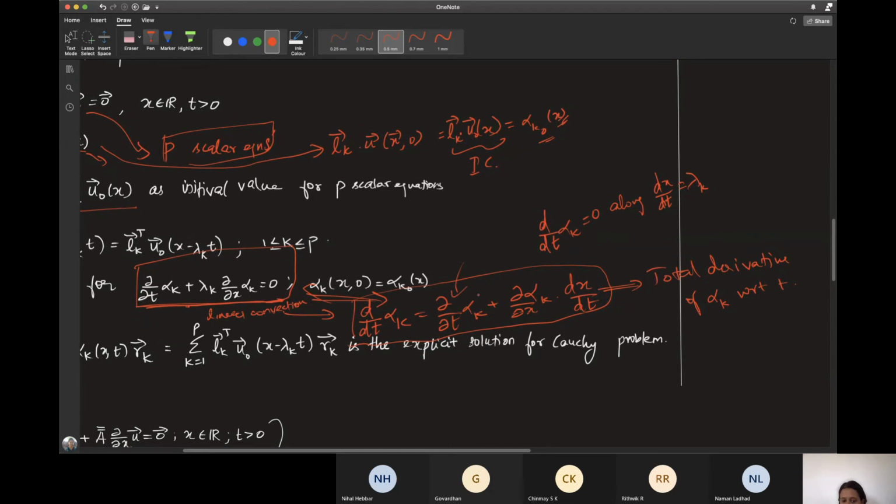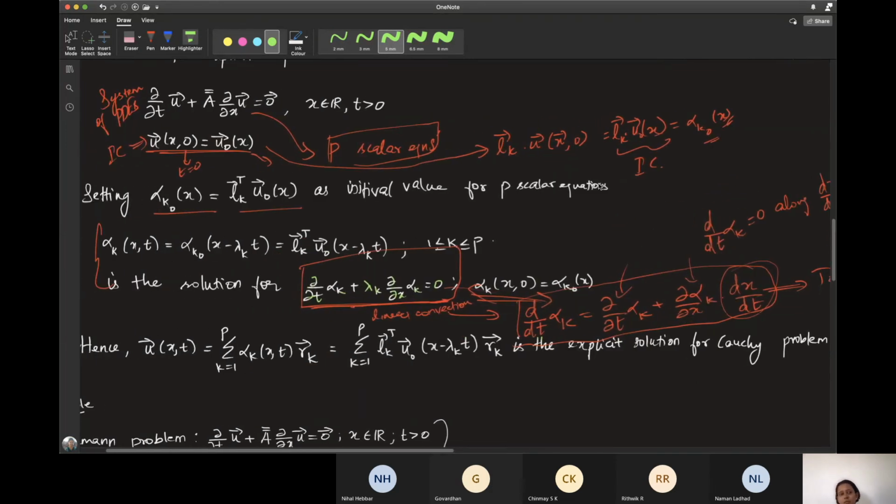So this is the partial derivative of alpha k with respect to t, and this is the partial derivative of alpha k with respect to x, and here we have differentiated x with respect to time. So now we compare these two equations. You have dou by dou t alpha k, same, dou by dou x alpha k, same here. So these two equations are equal if d by dt alpha k equals 0 along lambda k equals dx by dt. So along this specific line you have d by dt alpha k equals 0.